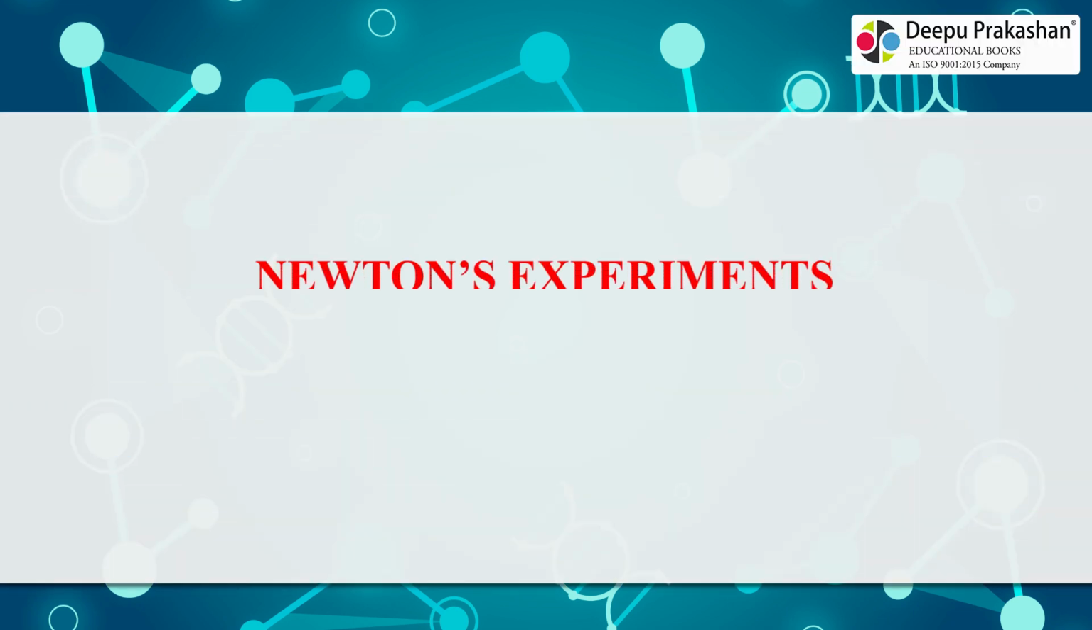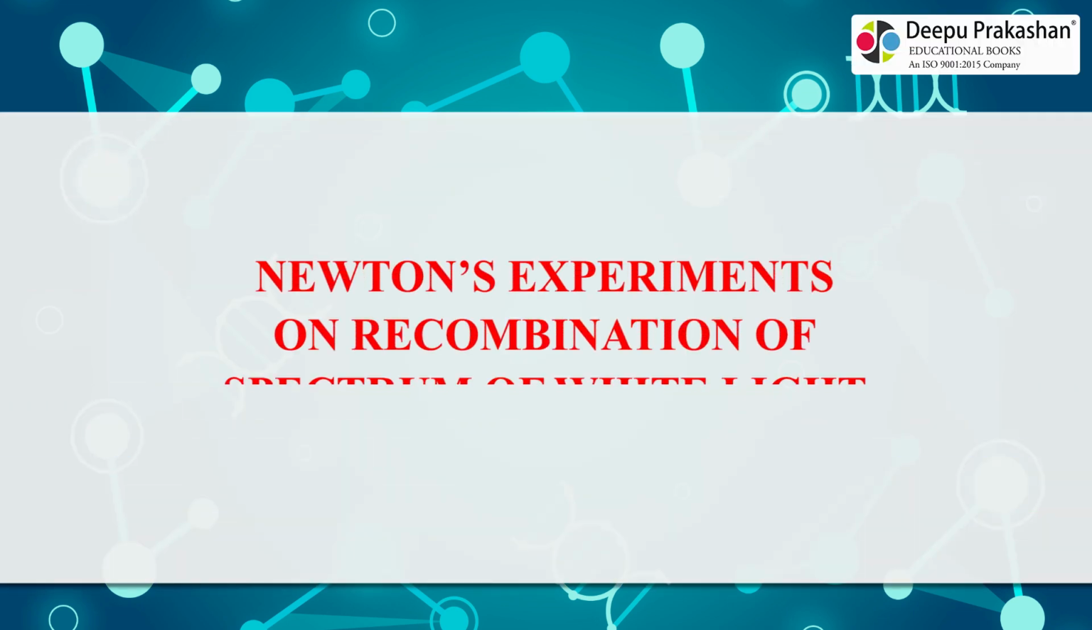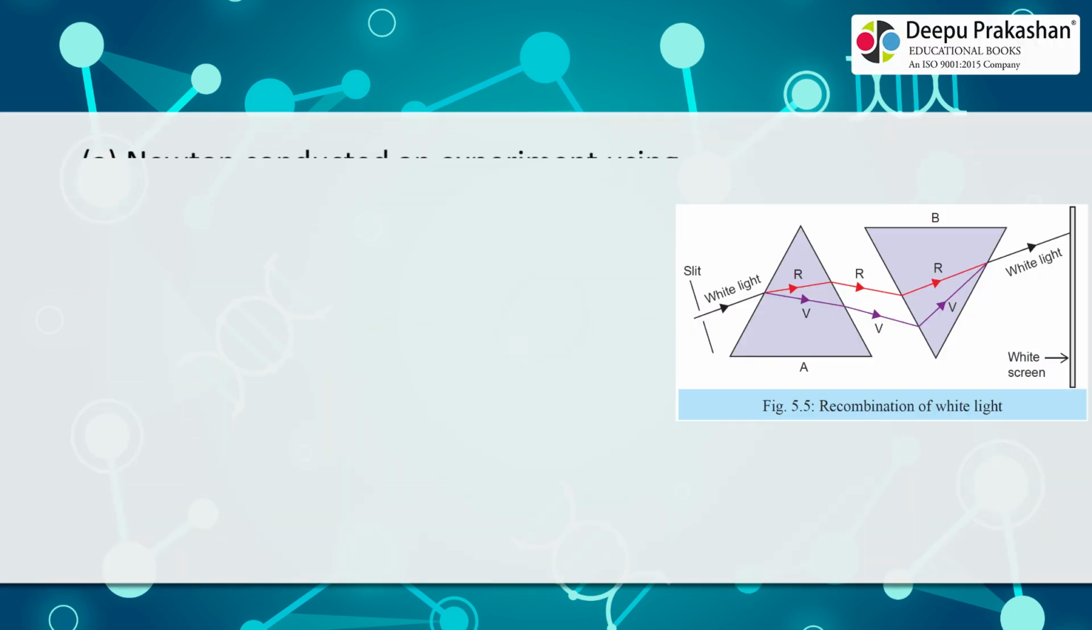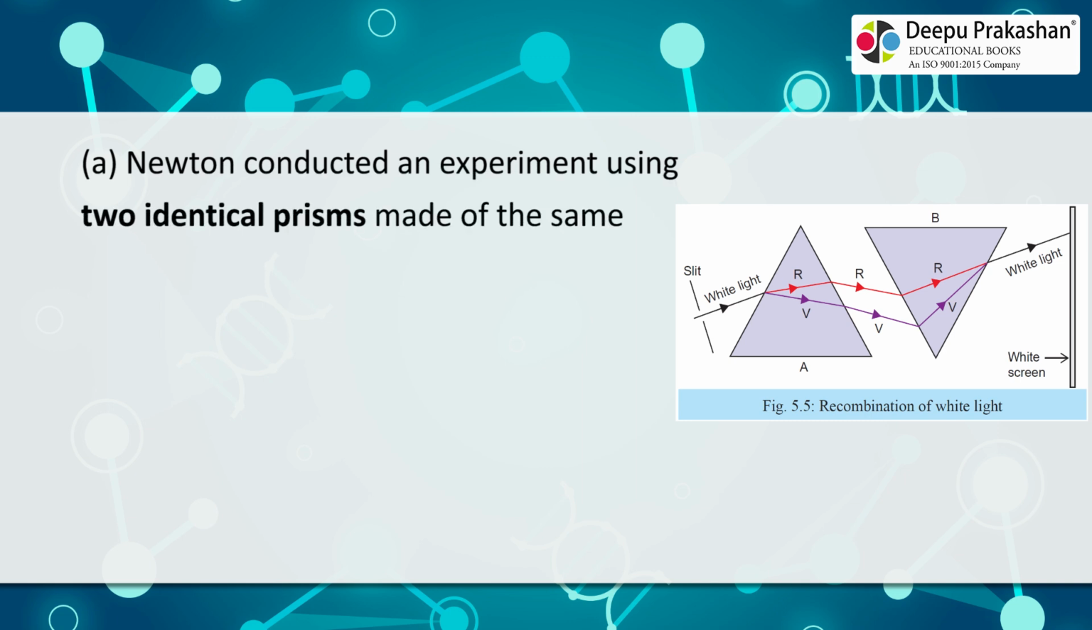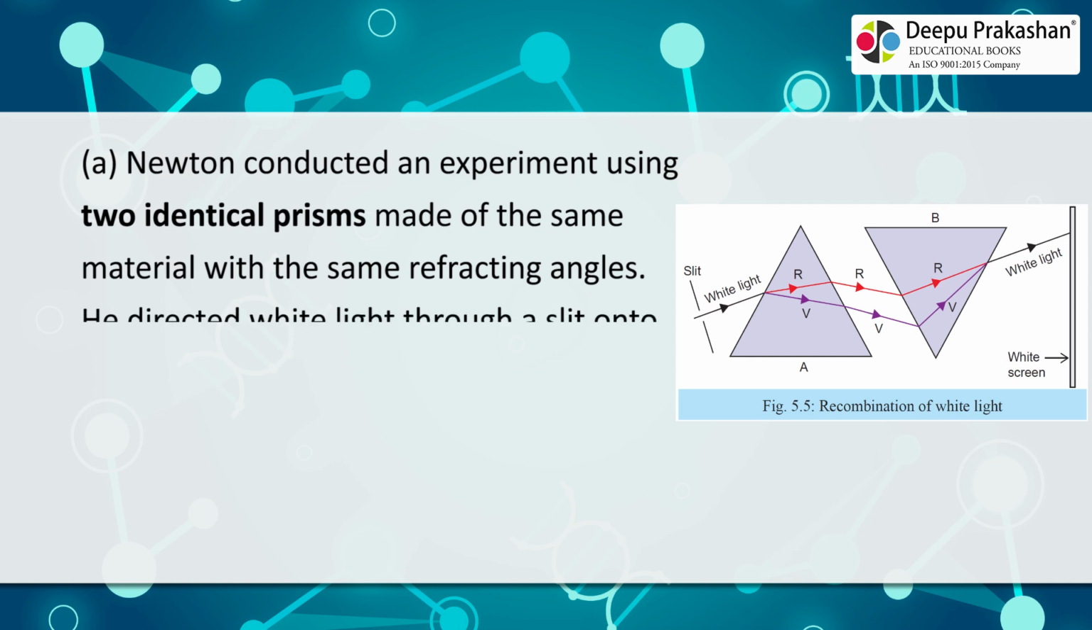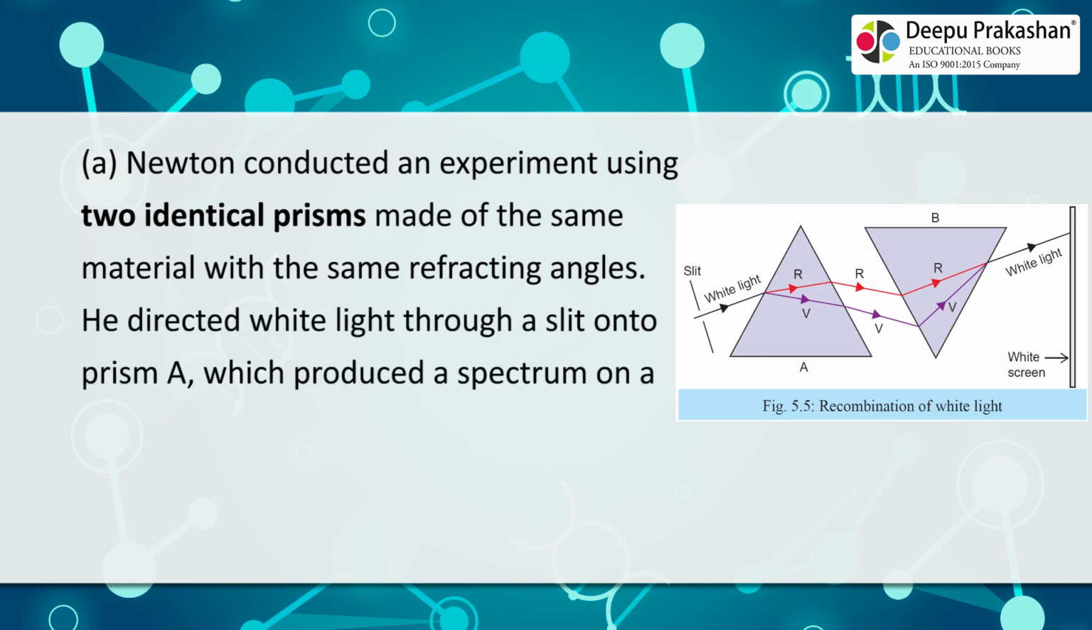Newton's experiments on recombination of spectrum of white light. A. Newton conducted an experiment using two identical prisms made of the same material with the same refracting angles. He directed white light through a slit onto prism A, which produced a spectrum on a white screen.